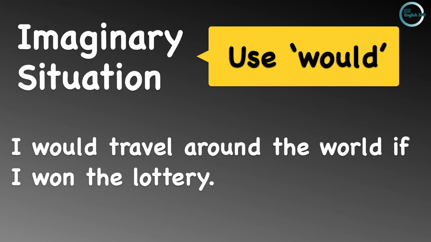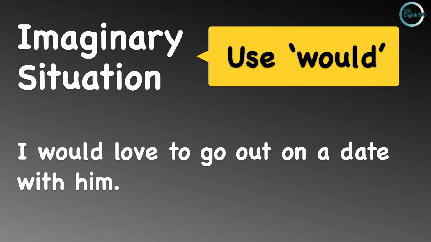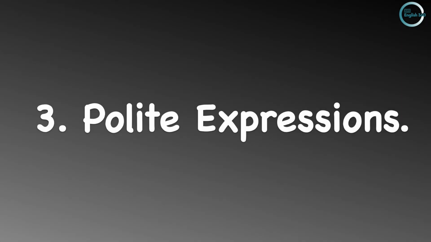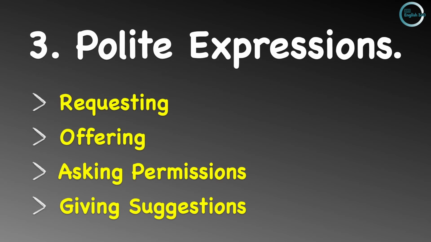So let's look at one more example. I would love to go out on a date with him. And the third way to use could and would is to use it for polite expressions. When do we use polite expressions? We use it when we are requesting something, or when we are offering something, or we are asking for permission, and we also use it when we are giving suggestions.